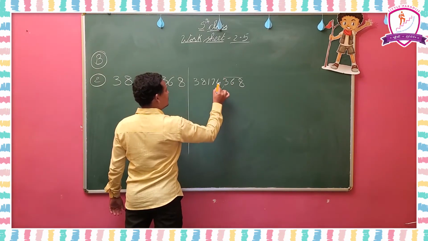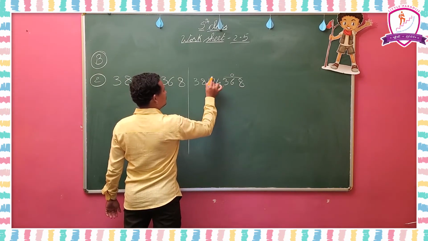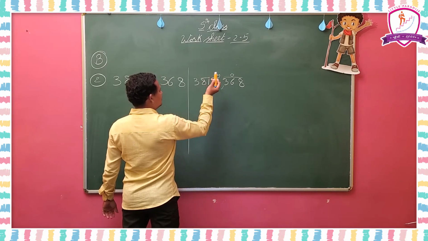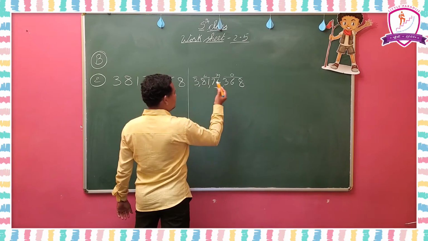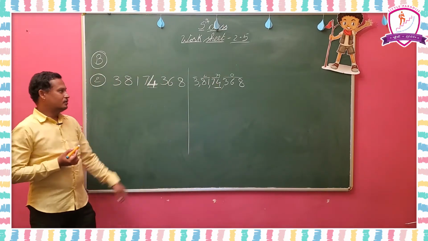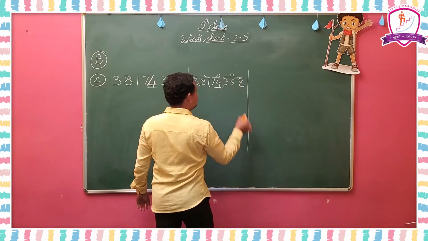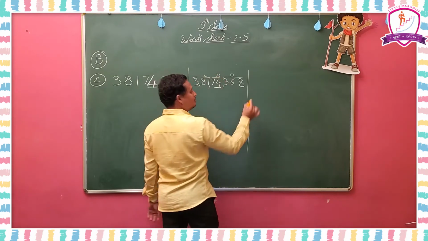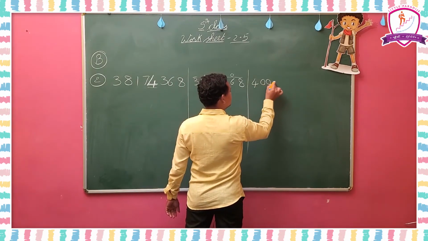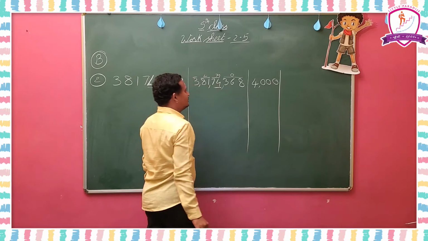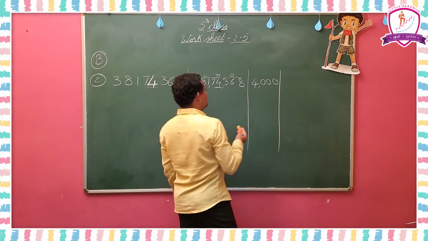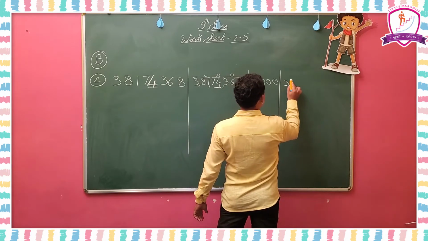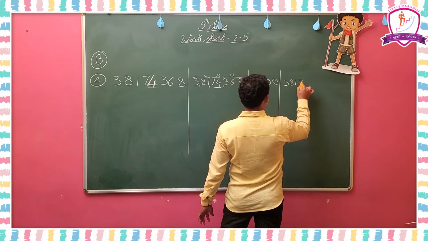Here ones period after comma, thousands period after comma, lakhs period after comma, it is the crores period. Here we have to write the place value of 4. What is the place value of 4 according to the Indian system? 4 is in the thousands place, so we have to write that as 4,000. Then we have to put commas according to the international system. How do we have to write the international system? Again you have to copy that number.